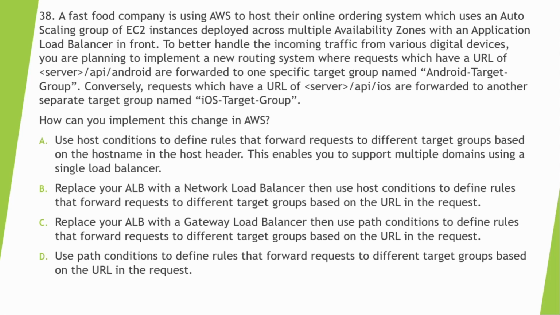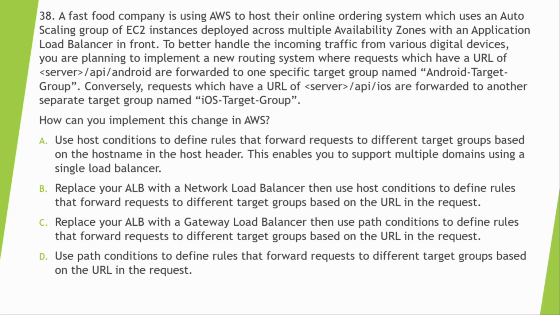Okay, so why others are not correct, let's go and check that. Use host conditions to define rules that forward requests to different target groups based on the host name in the host header. This enables you to support multiple domains using a single load balancer. Now, why is this incorrect? Because host-based routing defines rules that forward requests to different target groups based on the host name. We have been asked for the URL, not the host name.